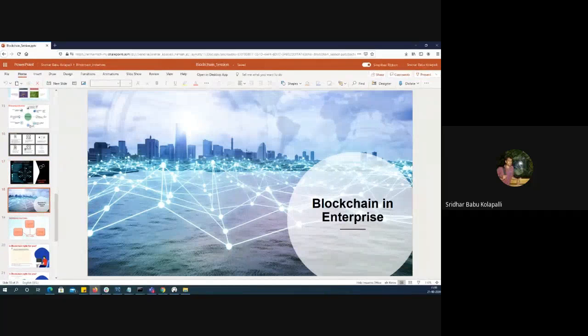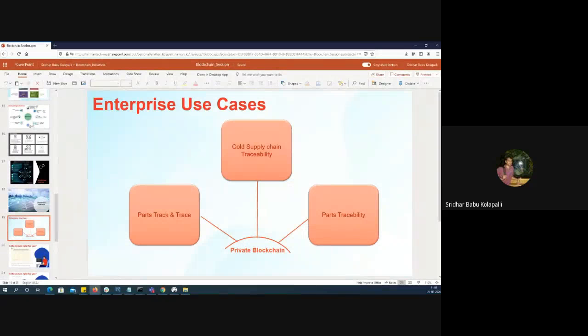So let's spend some time on blockchain in the enterprise. I will just take one use case, and then you will get how the industry is actually getting disrupted. Let me take one more small use case, and then I will open it for questions.